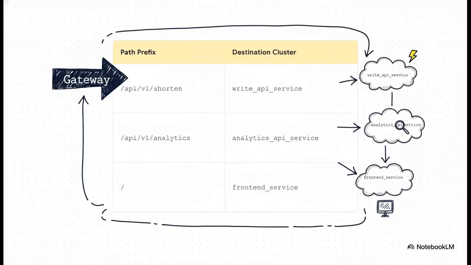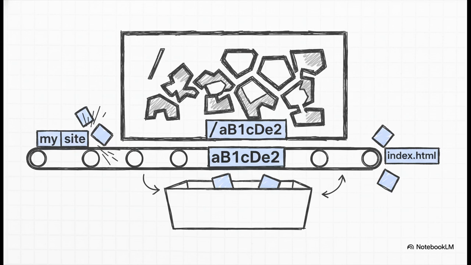The routing here is pretty straightforward, right? A request comes in for /API/v1/shorten. It goes to the right service. If it's for analytics, it goes to the analytics service. Anything else just goes to the main front end. Classic, simple, path-based routing. But now for the read path, the really high-performance part.